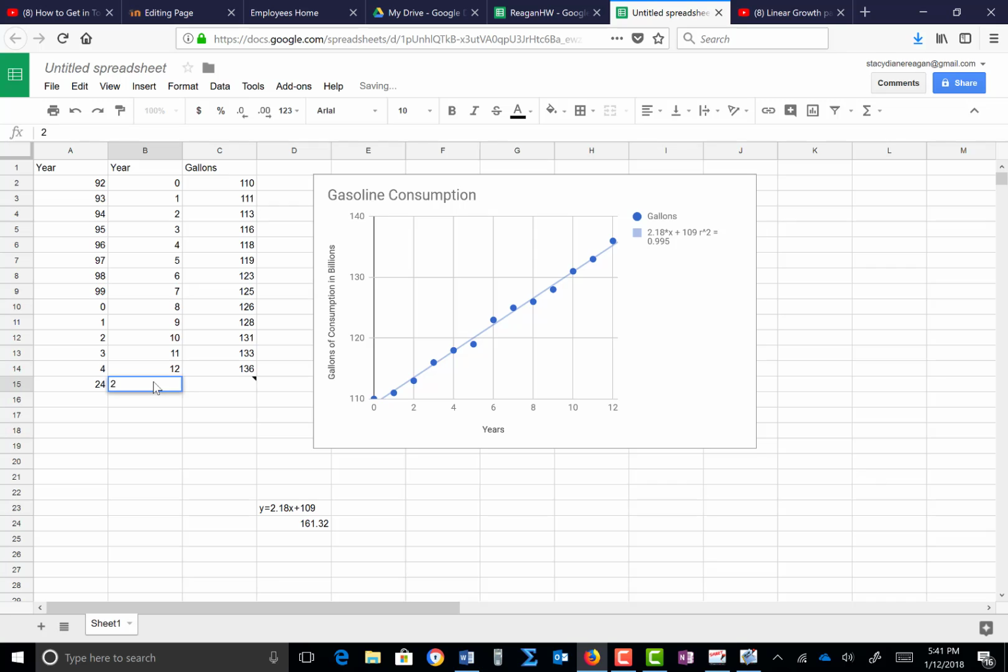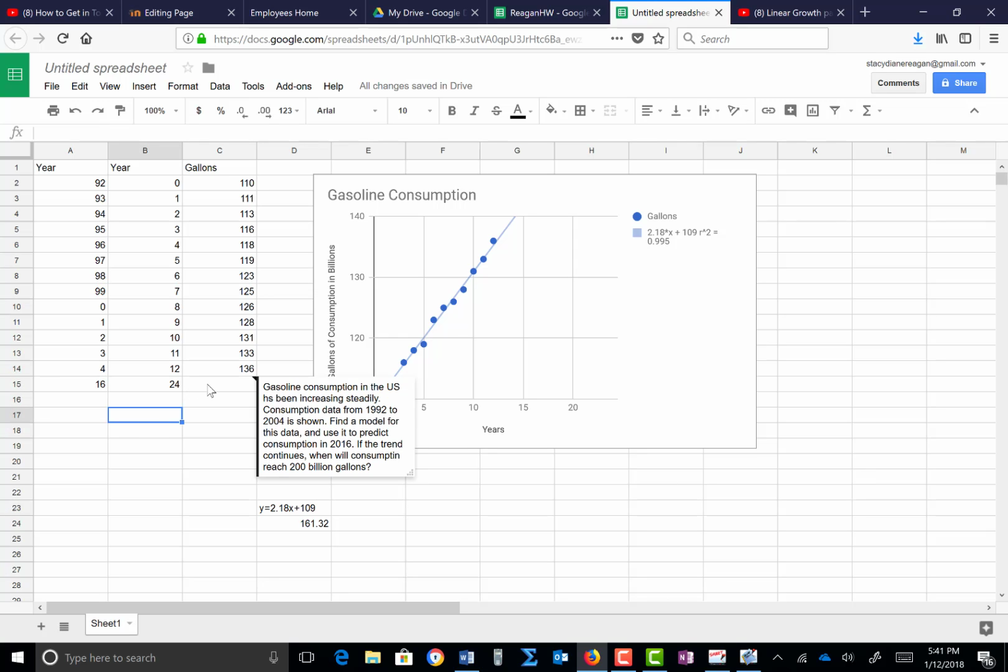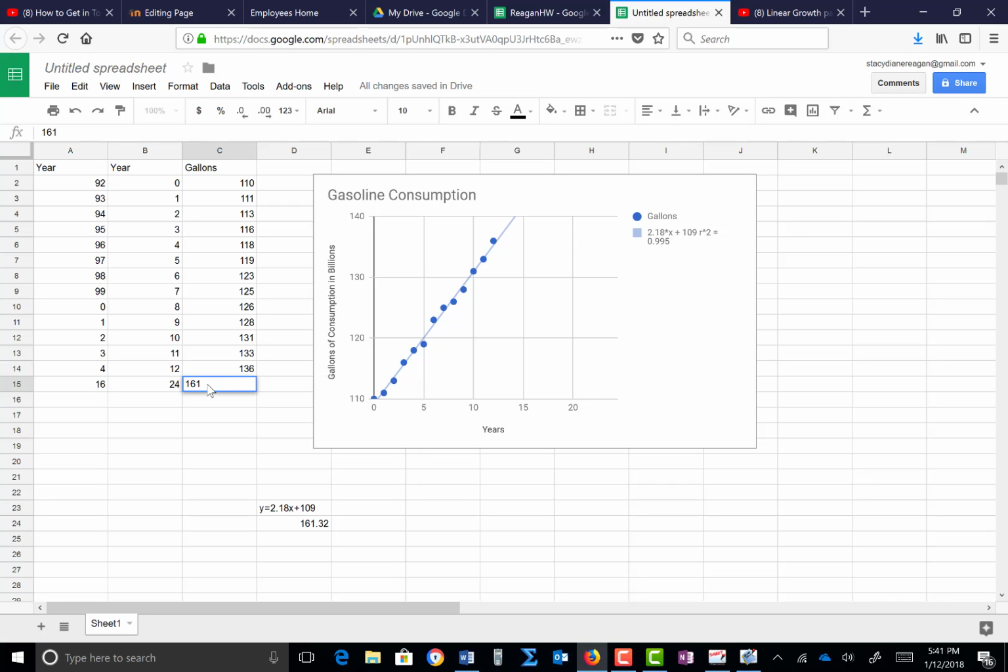So if I came down here and said that was year 24? No, 24 is going to go here. We don't want to do that. We want to call this year 16, like we've been doing. And this is 24, and this is 161.32. Let's see if it makes our line straighter now. Yeah, it made our line straighter, gave me a prediction way out, but it gave me a different kind of line. Okay, so that's my model.